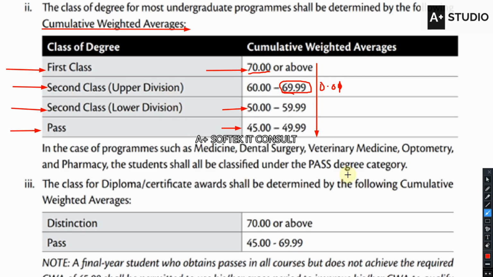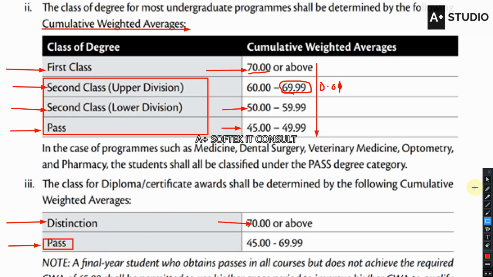It is really difficult. So let's get into the diploma level. Diploma level 2 has distinction, which is also their first class at 70 and above, and pass, which is 45 to 69. So you can tell that second class upper, second class lower, and pass are all inclusive in the pass.